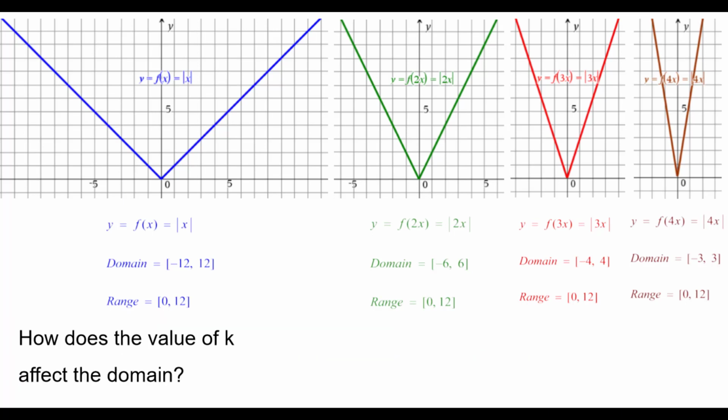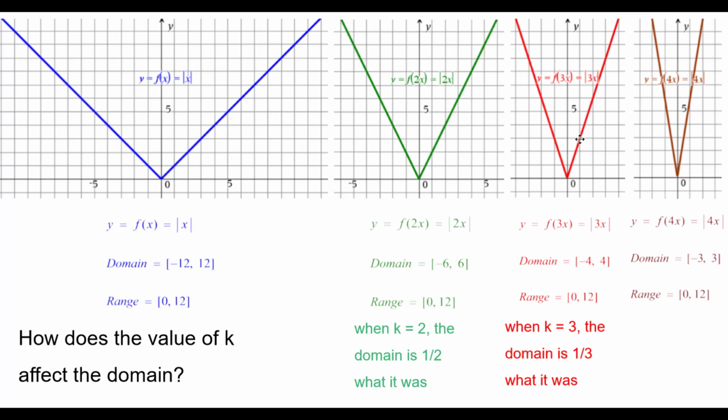How does the value of k affect the domain? So when k is equal to 2, the domain is half of what it was before. When k is 3, look at what the domain is. It's 1/3 of what it was before. And when k is 4, the domain is 1/4 of what it was before in the original parent function. Looking for patterns.